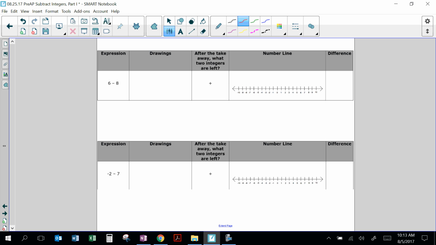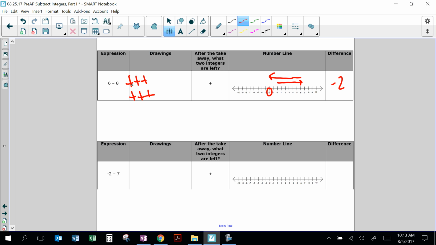6 minus 8. You have 6. You walk 6 steps, you go back 8 steps. So where are you in relation to where you started from? You're behind 2, so -2. Let's show this with a drawing. On a number line, you go 6 forward, you go back 8 steps, so you're at -2.